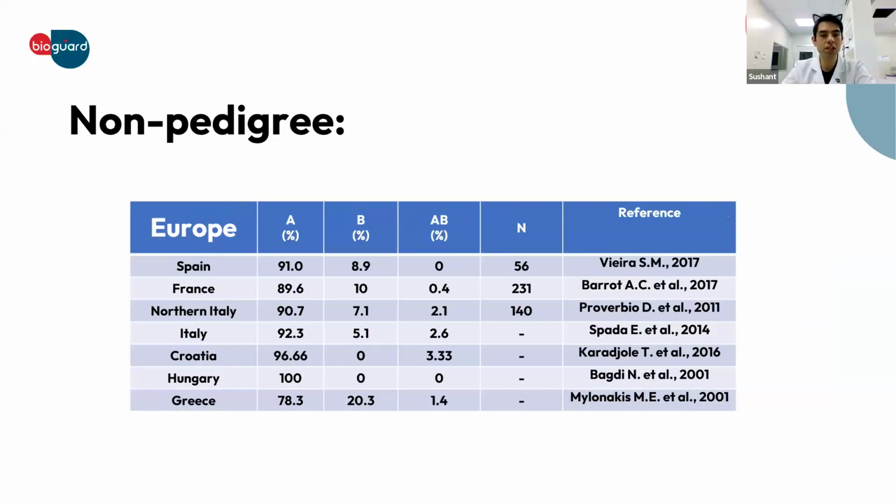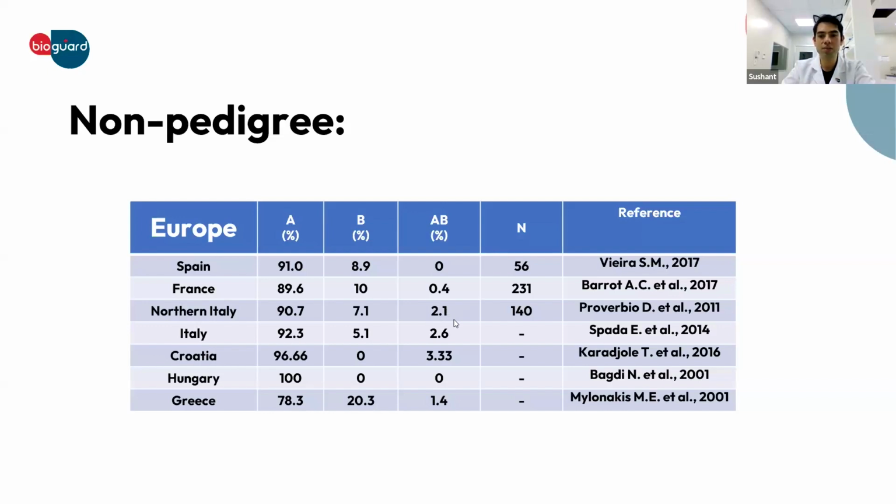In other countries such as Spain, France, Italy, Northern Italy and Italy overall, Croatia, Hungary, and Greece, you can see the A percentage is the highest one. Only in Greece can I see that the B blood group is also quite prevalent, in 30% of the cats, as well as some regions in Greece also showing AB cats, with 1.4%. Also in northern Italy, it's been reported that an AB percentage is still there.